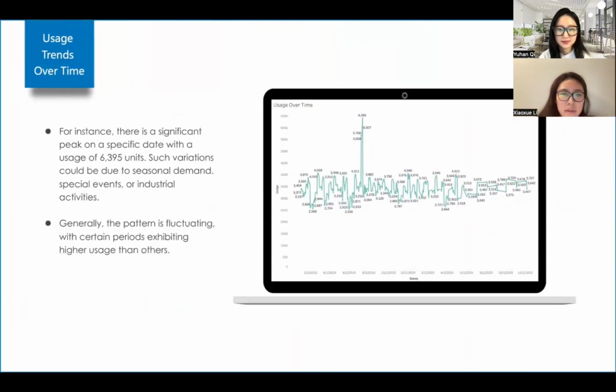So next, let's dive into the trend in electricity usage over the given time period. This line graph illustrates the electricity usage trend over time. We observe some noticeable spikes and drops in usage. For instance, there is a significant peak on a specific date with the usage of 6,395 units. Such variations could be due to seasonal demand, special events, or industrial activities. Generally, the pattern is fluctuating, with certain periods exhibiting higher usage than others. Next page, please.